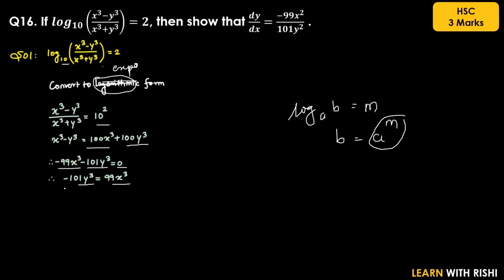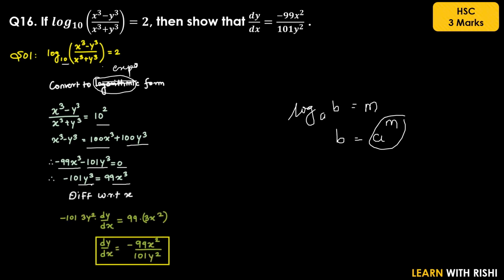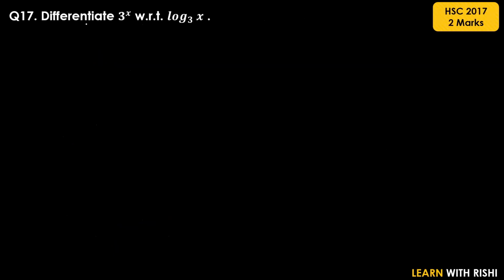So minus 101 is constant, and derivative of y cube with respect to x is 3y square into dy by dx is equal to 99 into 3x square. This 3 and 3 will get cancelled. So we get dy by dx is equal to 99 x square upon minus 101 y square, which we have to prove. So this is a simple question. Only the thing is we have to convert this log into exponential form, and for that, you have to make use of this property. Let us move to the next question.